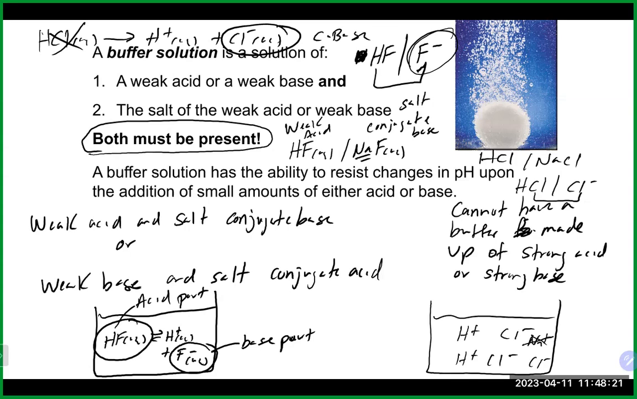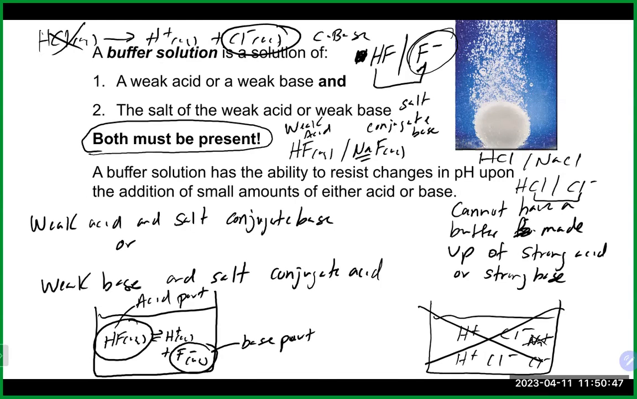But we'll basically have just Cl minus floating around, both from the strong acid and also from the sodium chloride here. So we have a lot of the base part, if you will, of the buffer, but we have no acid part still there. And that's not going to allow the buffer to work really well. So you cannot have a buffer that is made up of a strong acid or a strong base.